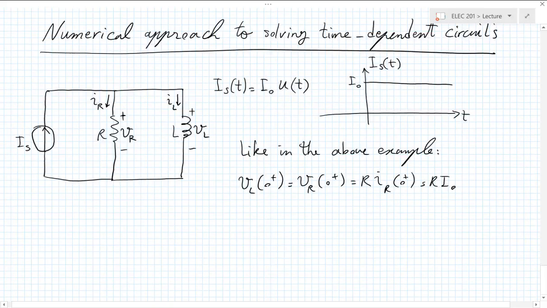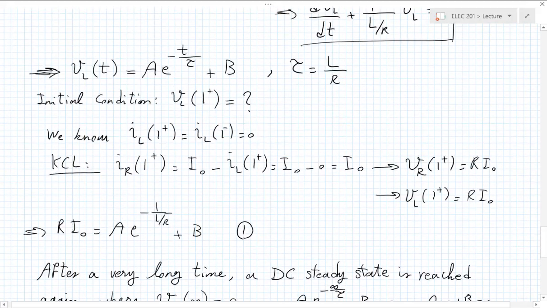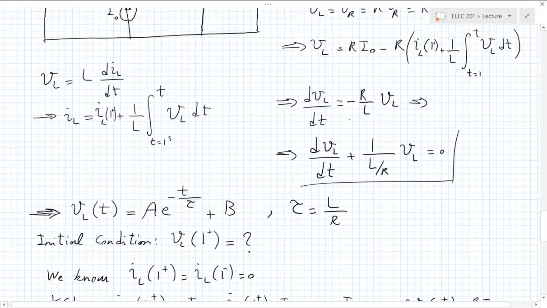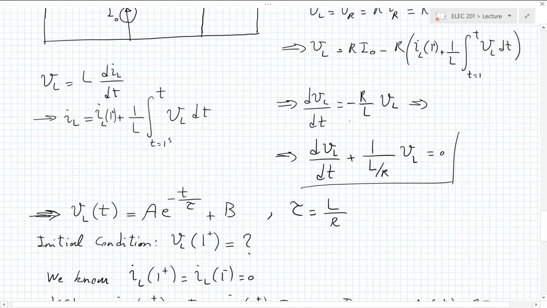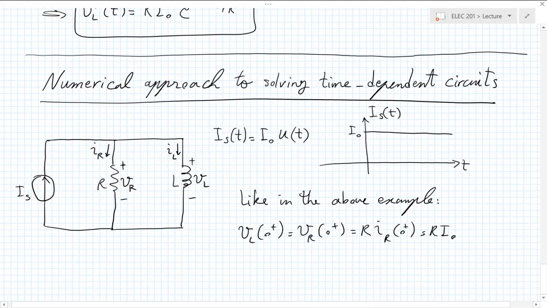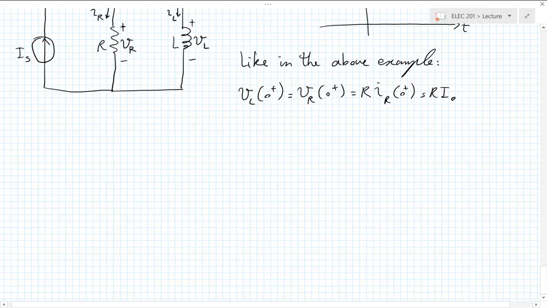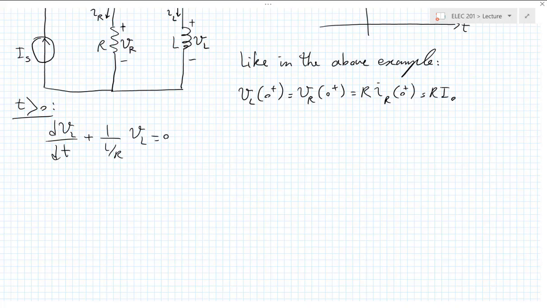So let's write the equation again. I'll just repeat the equation from up here. No need to rederive it. dVL by dt plus 1 over L by R VL equals 0, for t greater than 0 plus. Okay? I want to solve this equation numerically by moving in small steps in time.